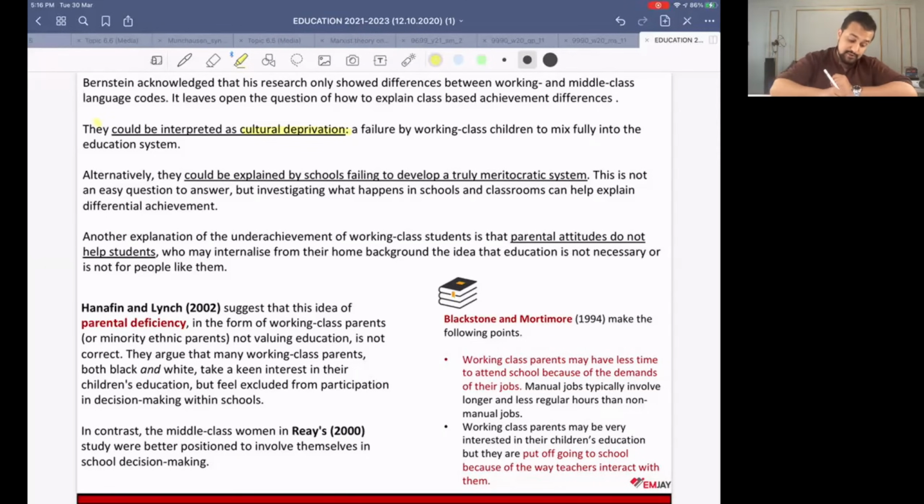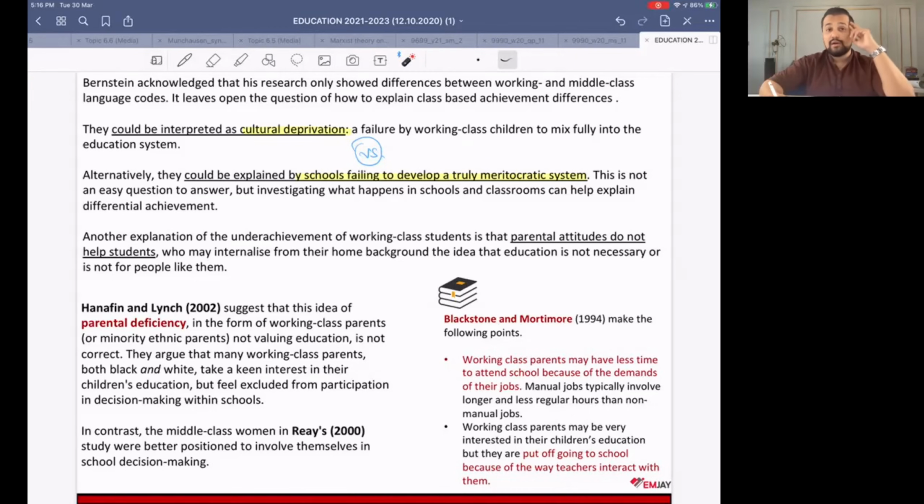Alternatively, another important explanation over here could be a comparison between this and this. Let me just write it down. Okay. Now we're talking about two different explanations over here. I'm talking about a comparison between this one and this one. At one end, what we're doing is we're blaming the working class pupils for not being able to adapt to the values of the schooling system, right?